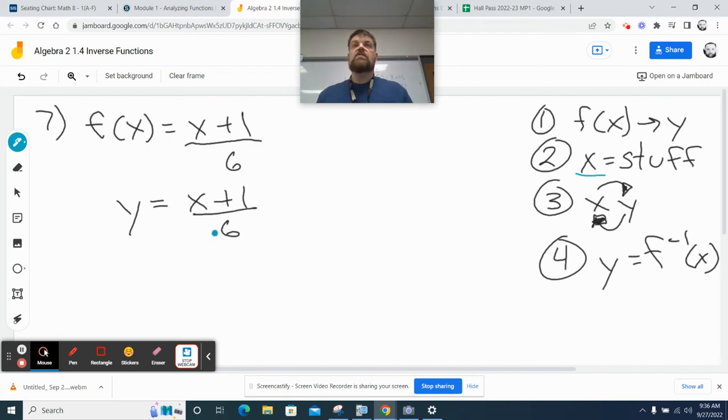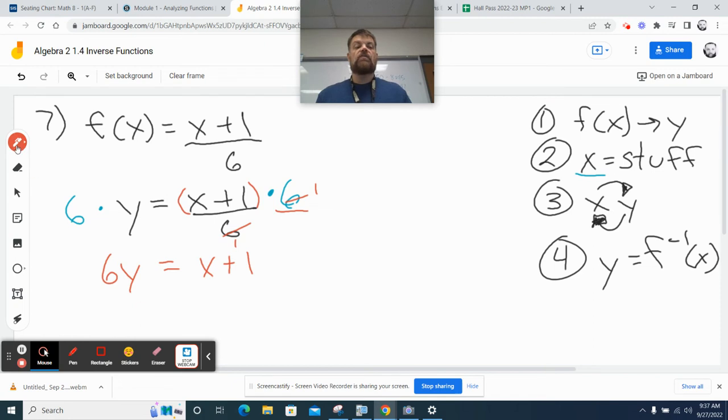So what's the inverse of dividing by 6? Timesing by 6. So I'm going to say all this times 6. And whatever I do on one side, I have to do on the other. Now, that works out good because what is 6 divided by 6? 1. What is 1 times x plus 1? Just x plus 1. So I get x plus 1 is equal to 6y.